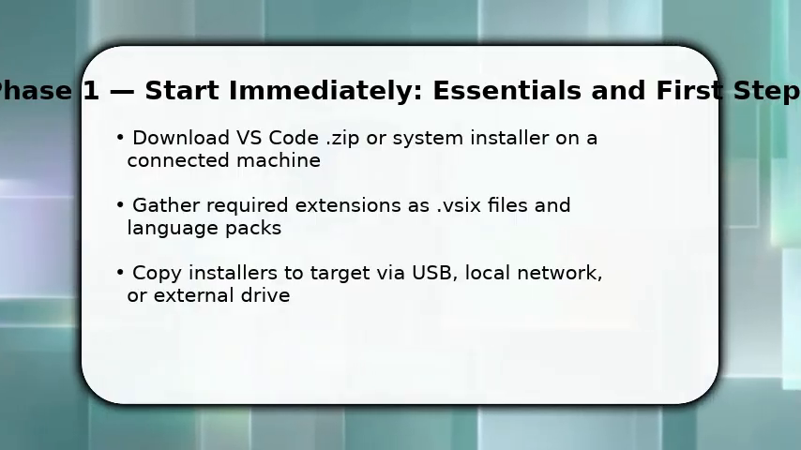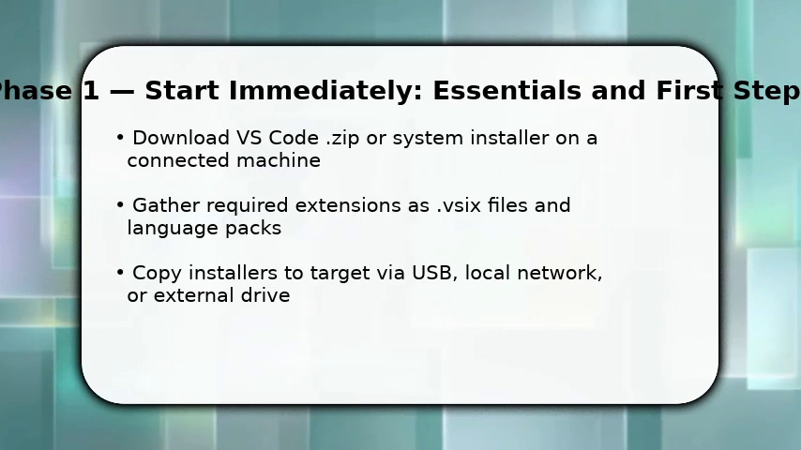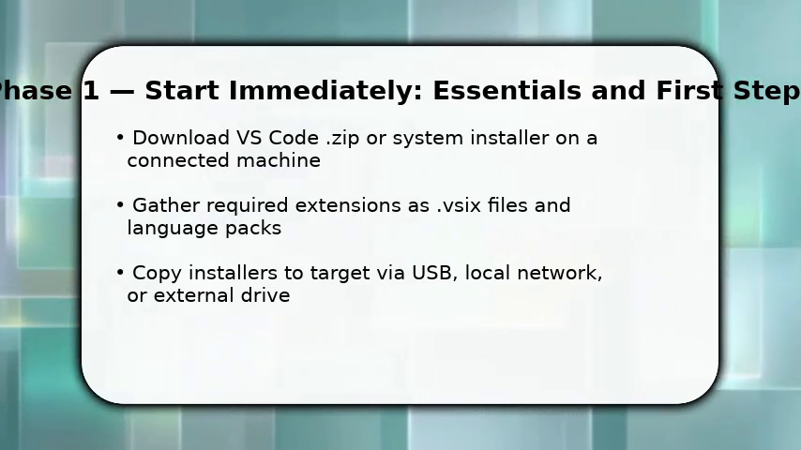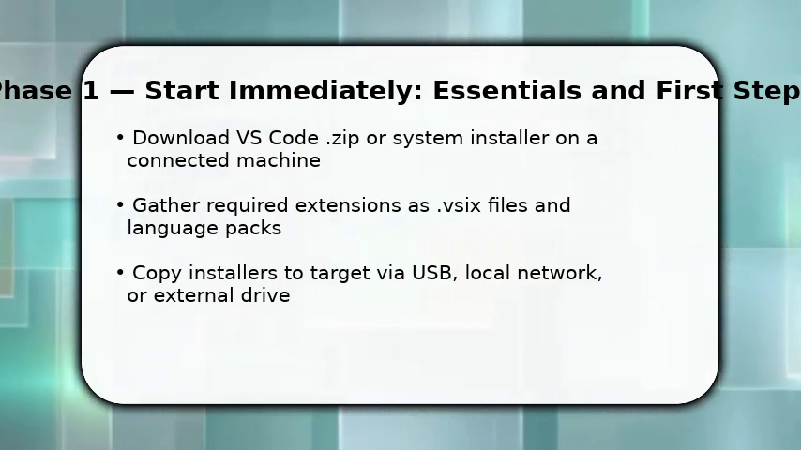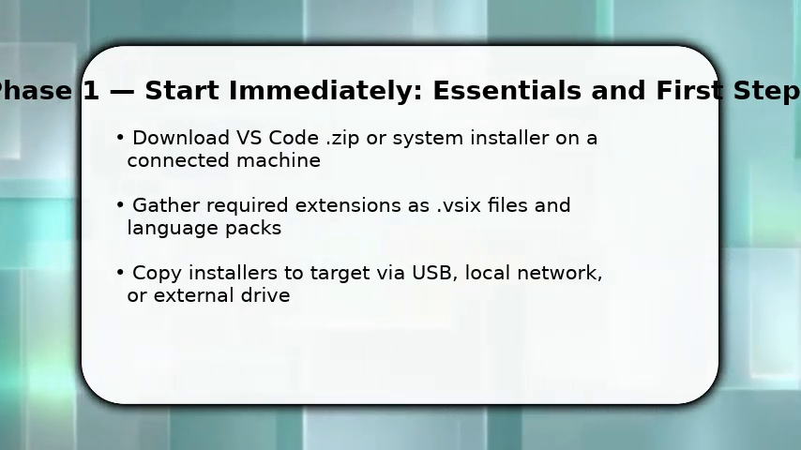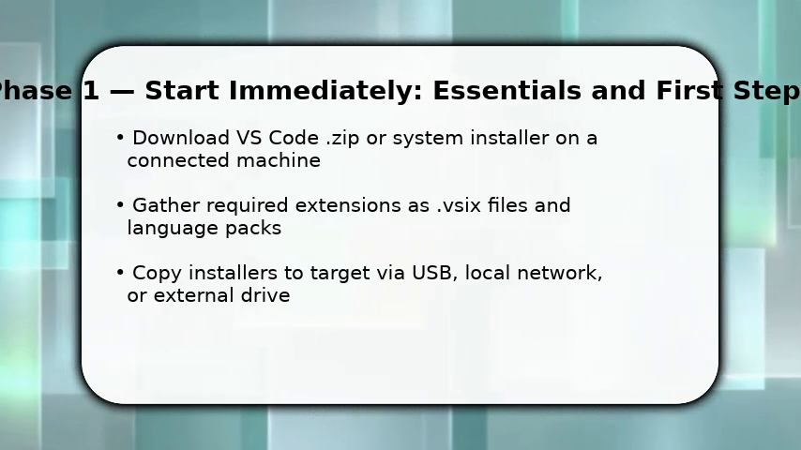You start by getting the exact installer and extensions you need. This avoids internet dependency later. First, download the VS Code installer or portable zip on a connected PC, then save each extension as a VSIX file.